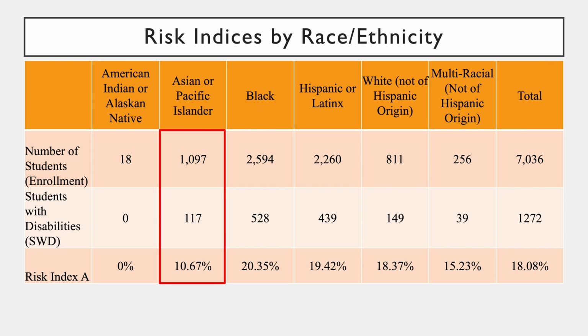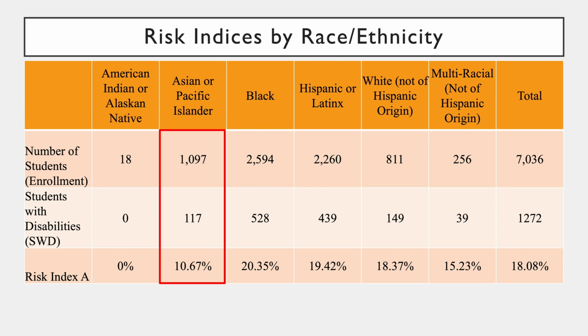When we fill in the rest of the risk index, you can see the percentages that show up for various racial ethnic groups. For Asian Pacific Islanders, the rate is 10.67%, meaning 10.67% of the total number of Asian Pacific Islander students are identified with a student disability. We move over to Black students, where it's 20.35%, which means that of all the Black students, 20.35% are identified with a student disability.